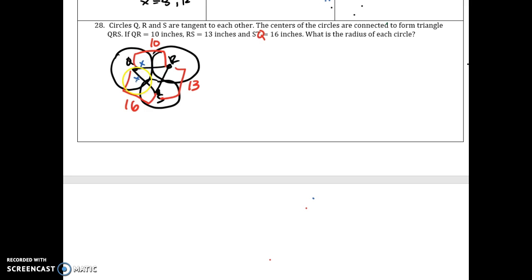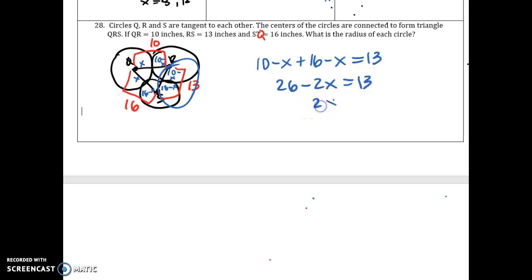So again, we'll go through, we'll label things with X. So this would be 10 minus X. This would be 10 minus X again. This is 16 minus X, and so this would be 16 minus X. So right here we have an equation. 10 minus X plus 16 minus X equals 13. Move the 26 over. So X equals 13 over 2.